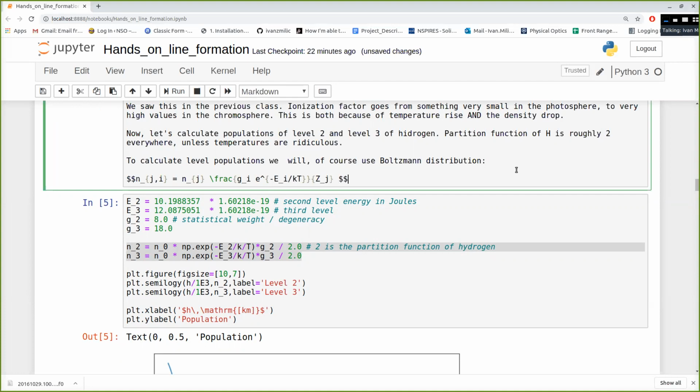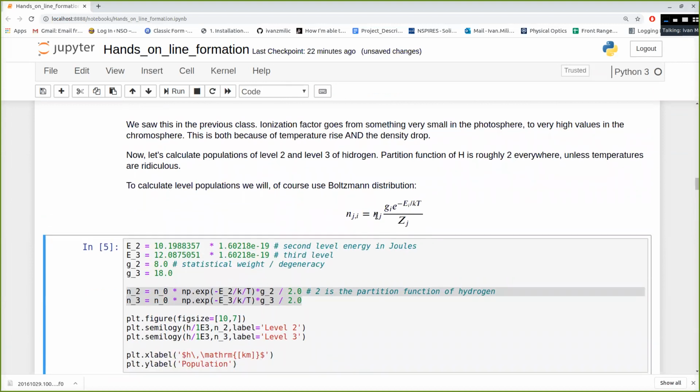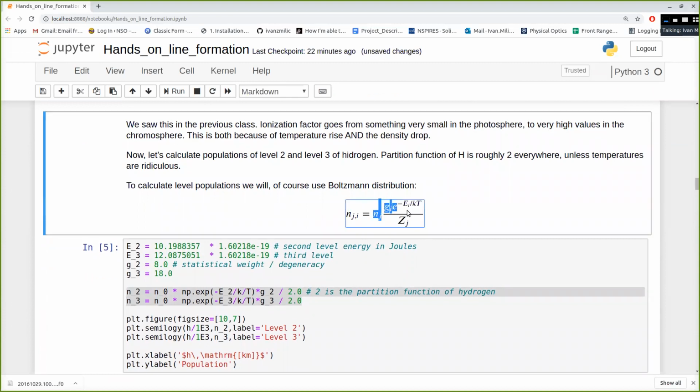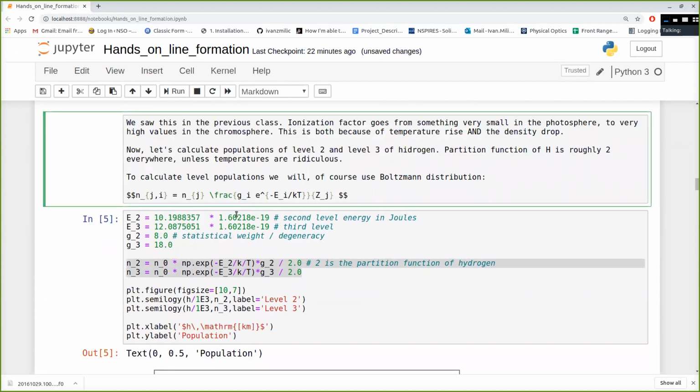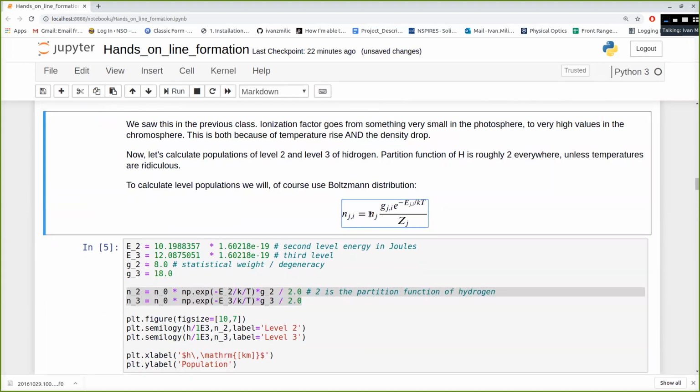So let's do something like this, and then I'm going to run this. N_j we just calculated. G_ij, actually this should be G_ij to be completely consistent. Okay, so we just calculated N_j, that's the number of neutral hydrogen. We know the statistical weight, we know the energy, we know the Boltzmann constant, of course, we know the temperature. What about Z? Z is the partition function of the given ionization state. What should we do about that?